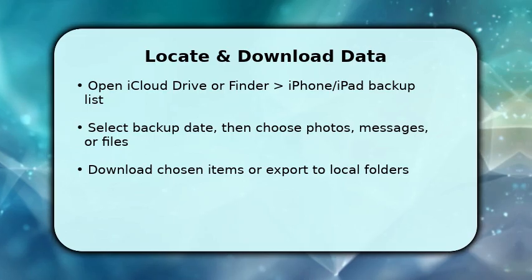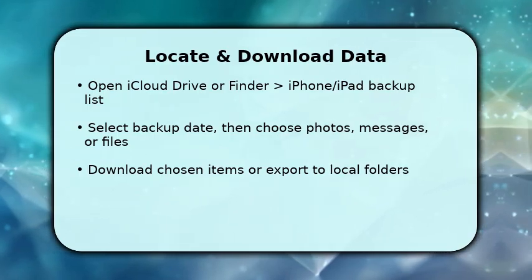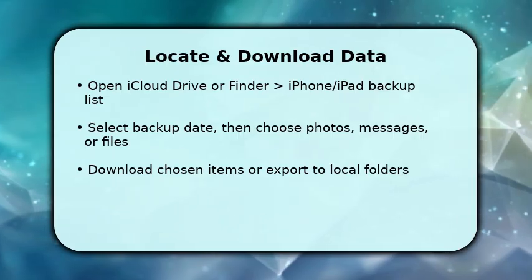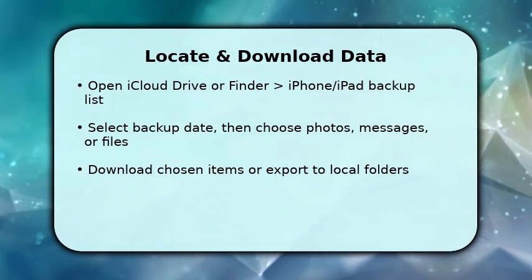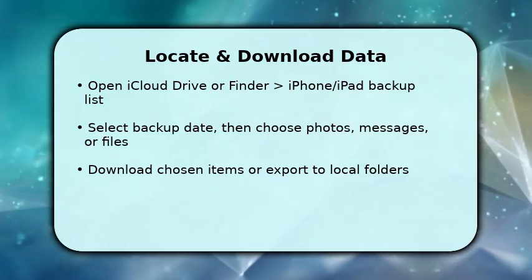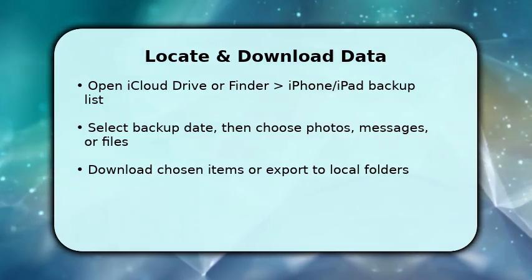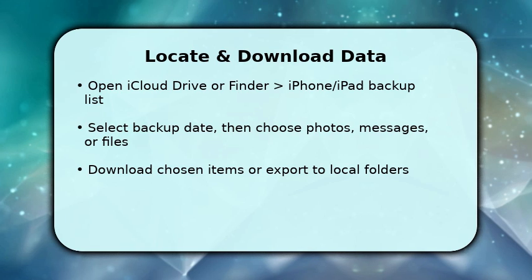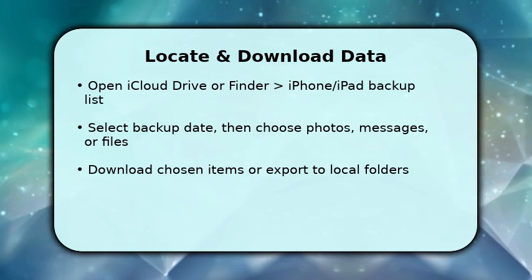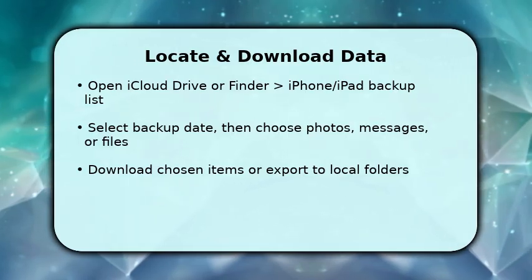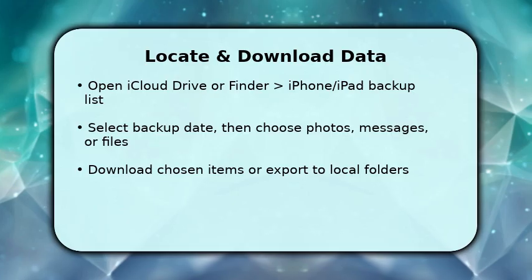Select the backup you need, then choose specific categories, photos, messages, contacts, or app files, so you don't download everything unnecessarily. Click Download or Export and pick a local folder. This writes files to your computer for easy access. While downloading, monitor progress and avoid disconnecting. If you need a full device restore instead, follow the restore workflow in Finder or iTunes after backing up current data.